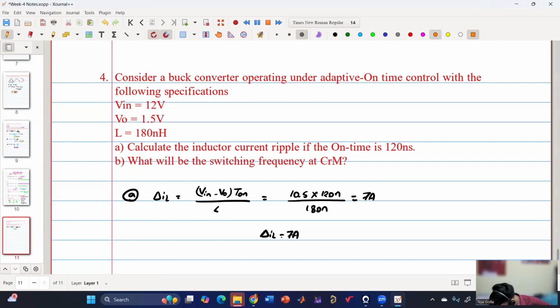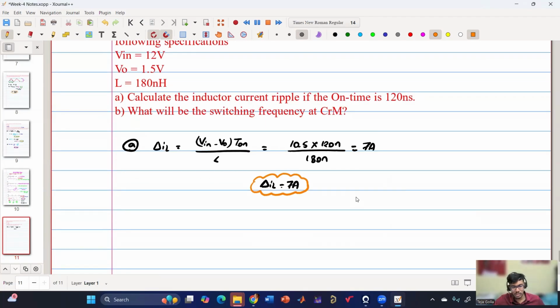So if it is operating under adaptive on time, can you tell me what is the I peak value? I peak? 7, sir. 7 amperes. Yeah, very good. So at CRM, what will be the switching frequency? So how to solve part B?